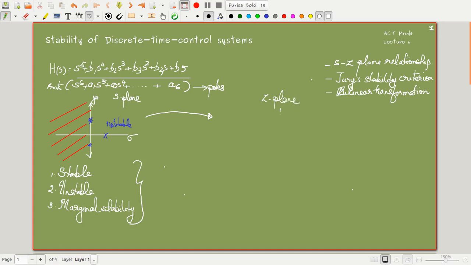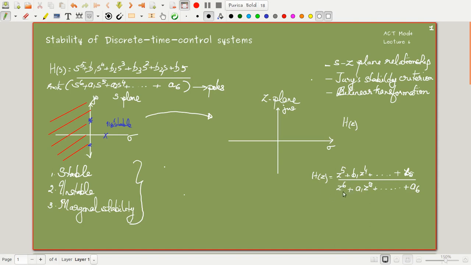In the Z plane, we also have the sigma j omega axis here, and we also know the Z transfer function here, right? H of Z. So H of Z can also be written in a similar form, as a numerator polynomial in Z to a denominator polynomial in Z. So here I can write Z raised to 5 plus b1 Z raised to 4 plus etc., up to b5, divided by Z raised to 6 plus a1 Z raised to 5 plus etc., up to a6. Some kind of a transfer function.